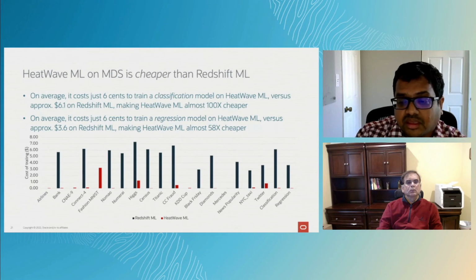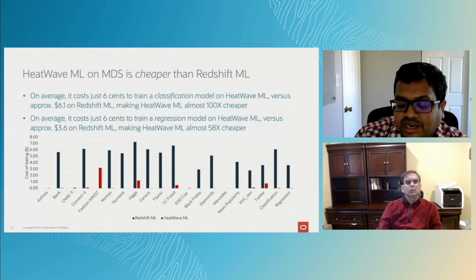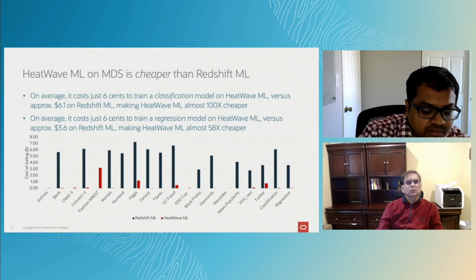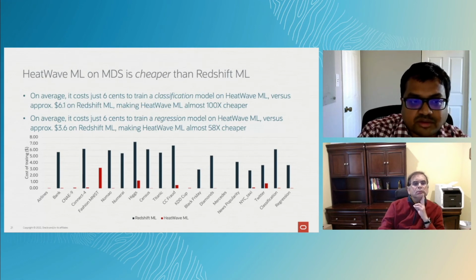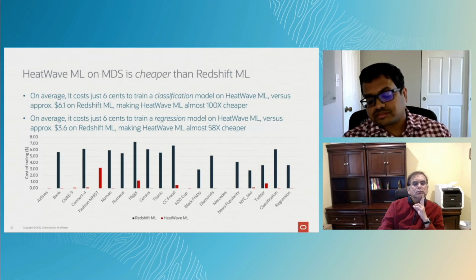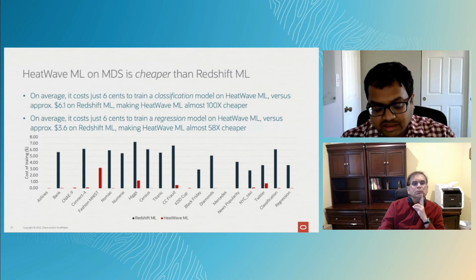That's a big deal. Because it's so cheap to train a model, just 6 cents, you can actually just keep training a model again and again. And that allows you to have a much faster model development process. It makes your model much more accurate because you can train it more frequently. You don't have to worry about the cost anymore. And even for regression, it's almost 50x cheaper. So we looked at the runtime, we looked at the score, we looked at that it's really cheap.